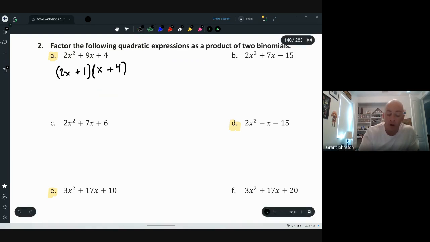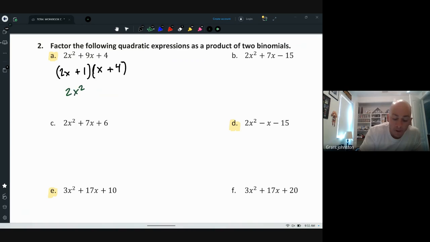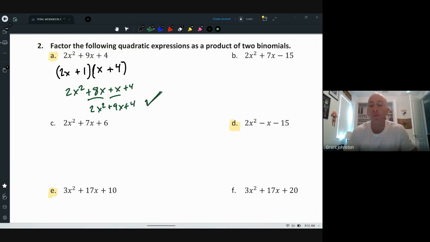And let me show you why that works. 2x times x is 2x squared. 2x times 4 is 8x. 1 times x is just 1x, and 1 times 4 is 4. The 8x plus the 1x equals 9x. Check. That's correct. 2x squared plus 9x plus 4.